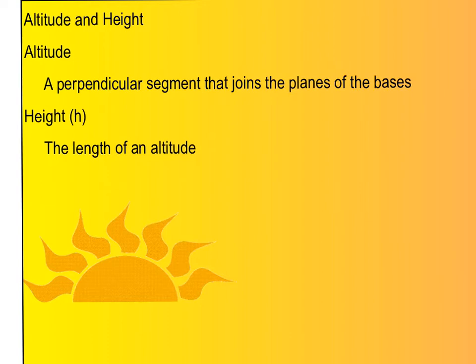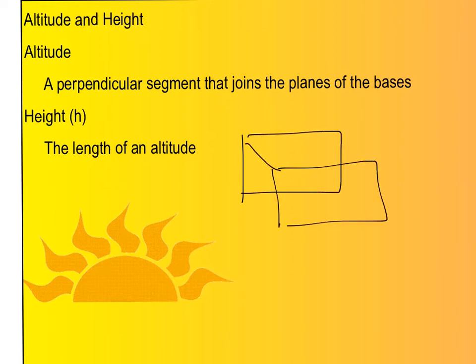Another important term to remember is altitude or height. Altitude is a perpendicular segment that joins the planes of the bases, and the height is the length of the altitude. So if I have my 3D picture of the room again, and I have my top base and bottom base, this piece here that joins the top and bottom at 90 degrees is going to be the altitude, and the height is going to be the length of the altitude. So in our example problem, that was 8 feet.